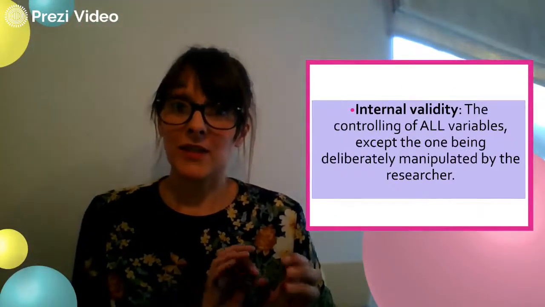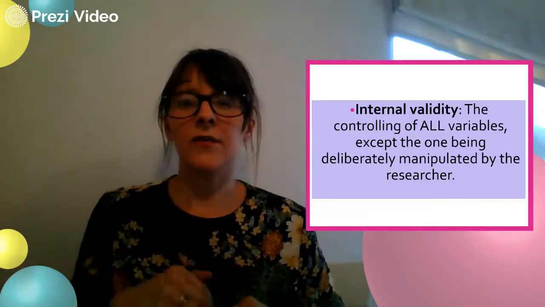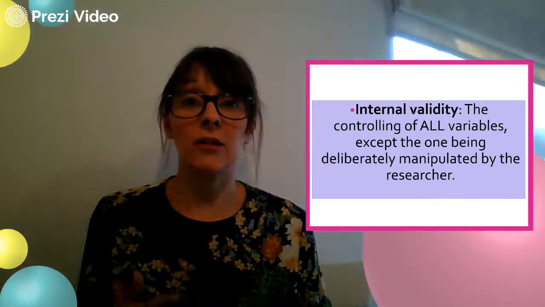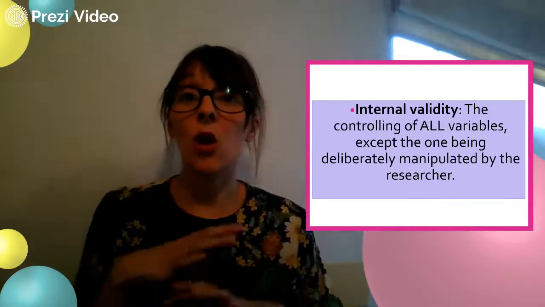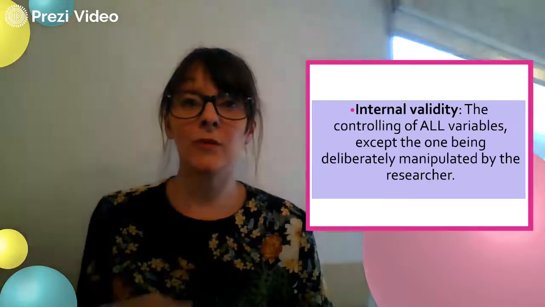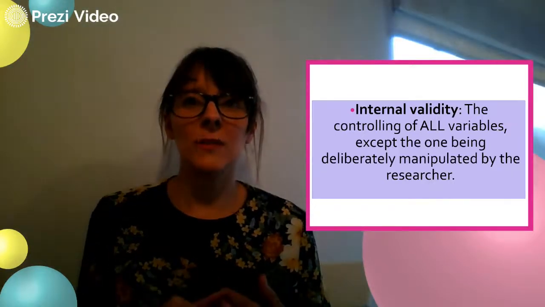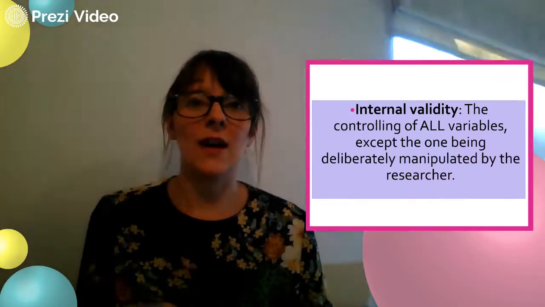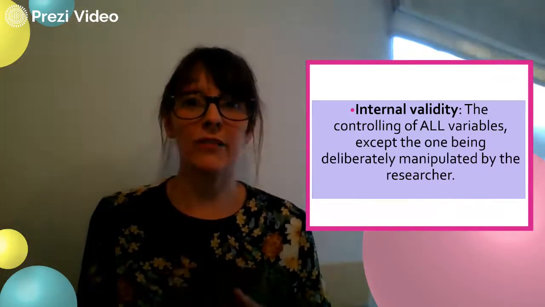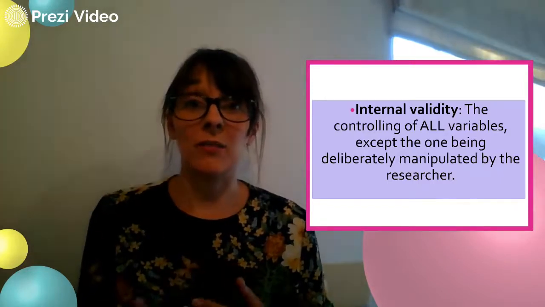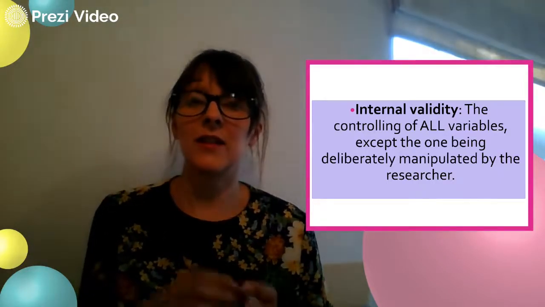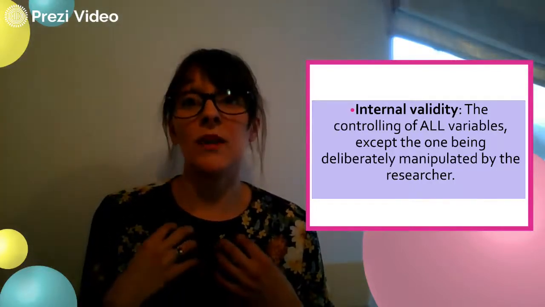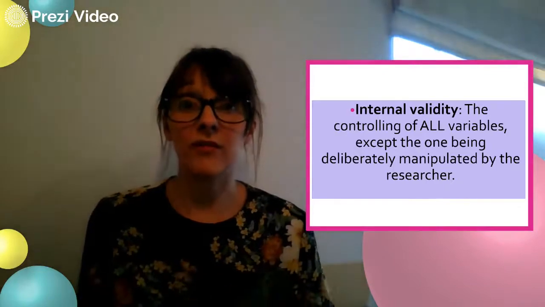So internal validity. This is the idea of our investigation itself. Our experiment, our questionnaire, our observation. We need to make sure that all of the variables are controlled apart from the one that we are manipulating. So this means that we need to make sure that there's no demand characteristics there, there's no confounding variables, there's no social desirability, etc. So internal validity, this is the idea that we control everything apart from the one that we manipulate, which is the independent variable.